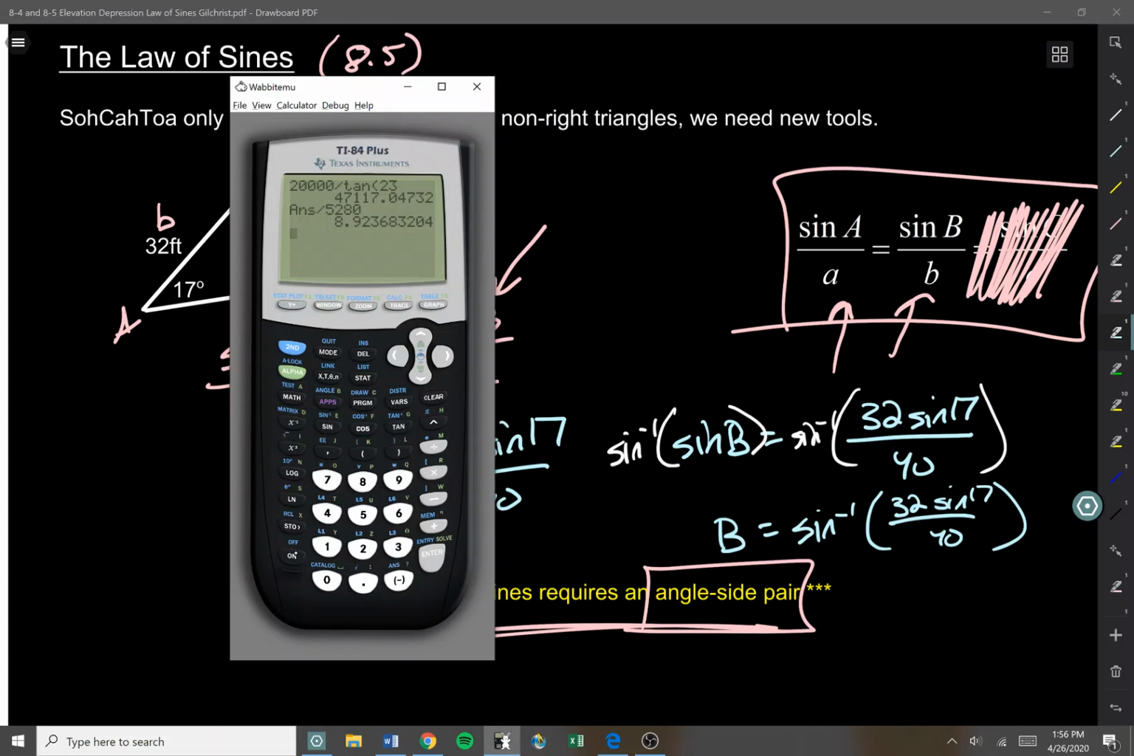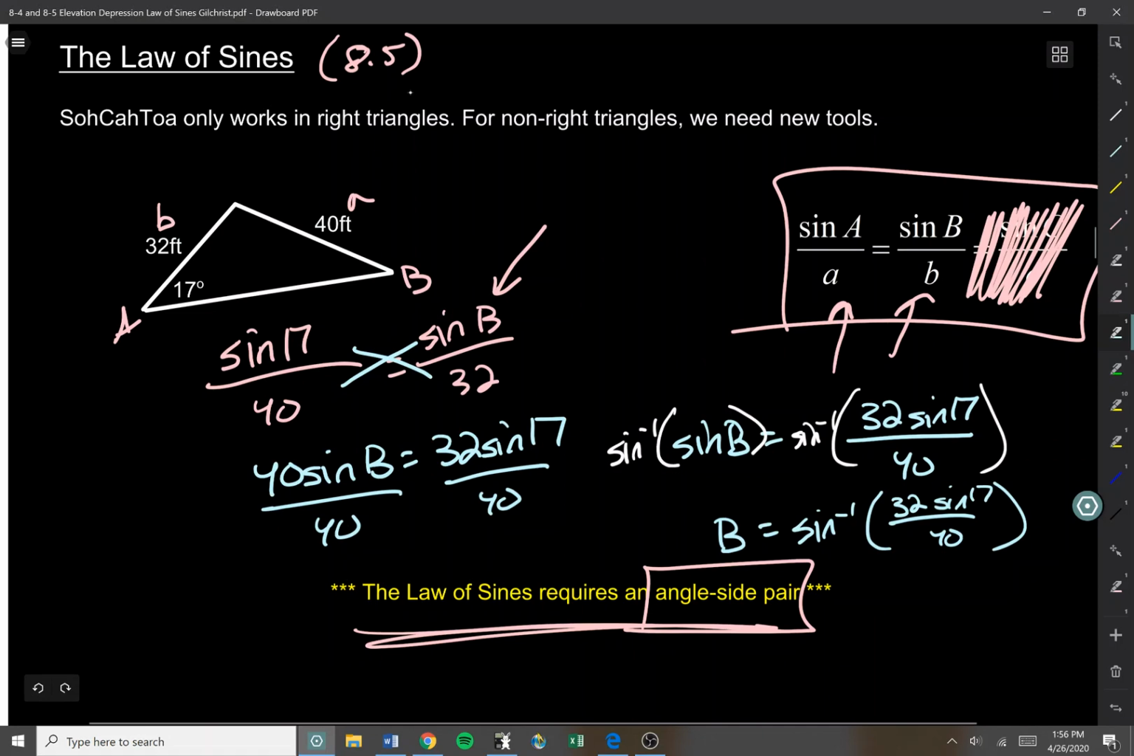You could have calculated things along the way if you wanted to. Like you could have found the sine of 17 times 32 and then divided that by 40. You can do it all in steps if you want. I prefer typing it in once at the end. Sine inverse of open parenthesis 32 sine 17, close parenthesis, divided by 40, close parenthesis, 13.5. This angle right here is 13.5 degrees.